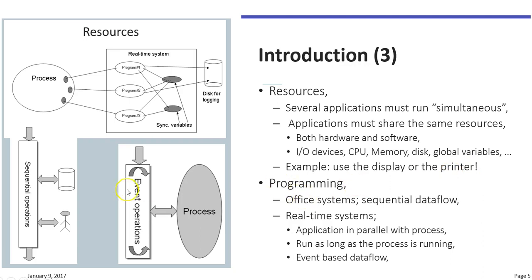We're talking about programming. In normal office systems, we have a sequence of operations that should be done. You will start the program, do a set of operations and then end it. However, in a real-time system, the application needs to run in parallel with the process, so it's event-based. So first of all, it has to run as long as the process is running, and whatever event or combination of events is happening, it has to deal with it. So the information here is more event-based in a real-time system than in an office system.